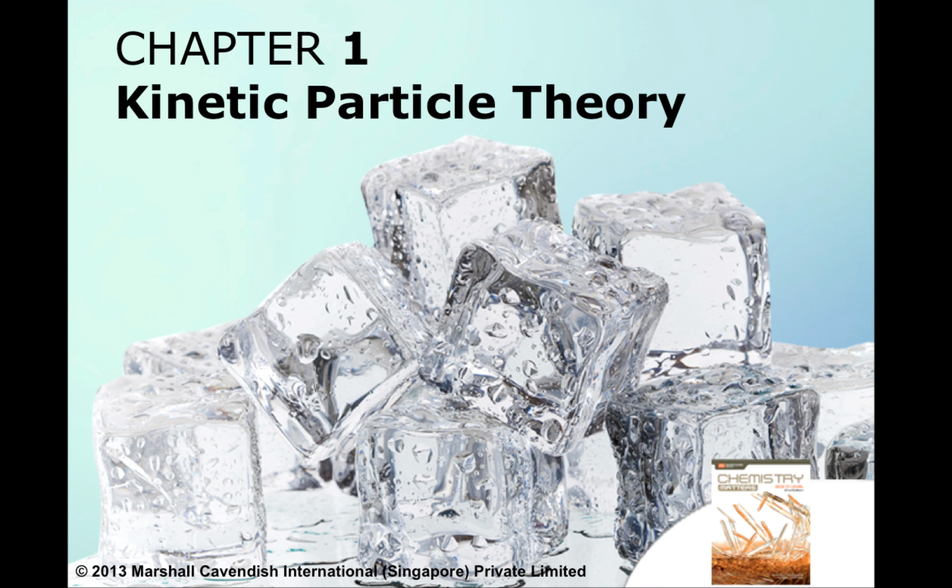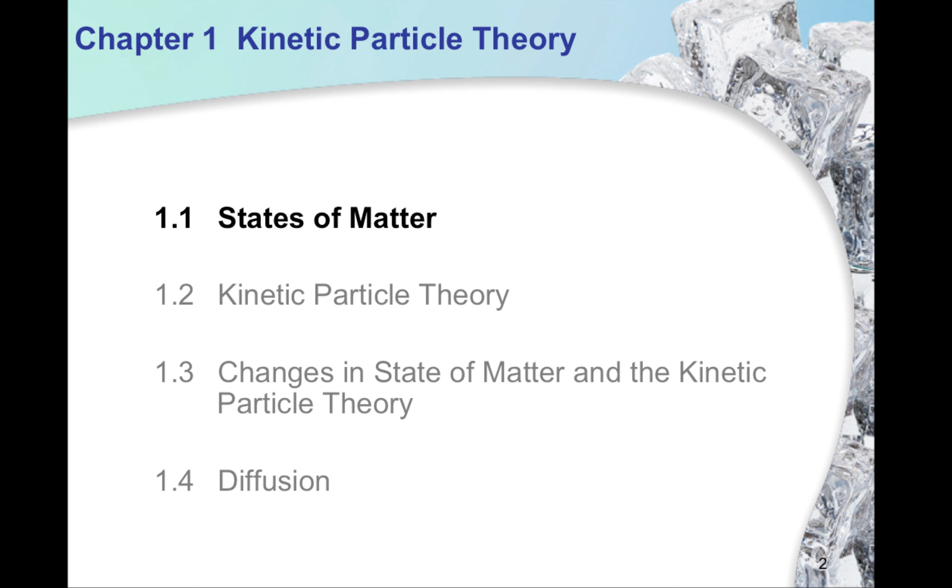Okay, so we begin with the first chapter, kinetic particle theory. For kinetic particle theory, you have all these different subsections where you are required to know the states of matter. States of matter is basically the properties of what is happening in a solid, liquid, and gas. Kinetic particle theory is how the particles actually move around, their arrangement and their movement. And of course, based on kinetic particle theory, there are changes in the movement and the arrangement of the particles. And last but not least is diffusion, the movement of the particles from one area to another area.